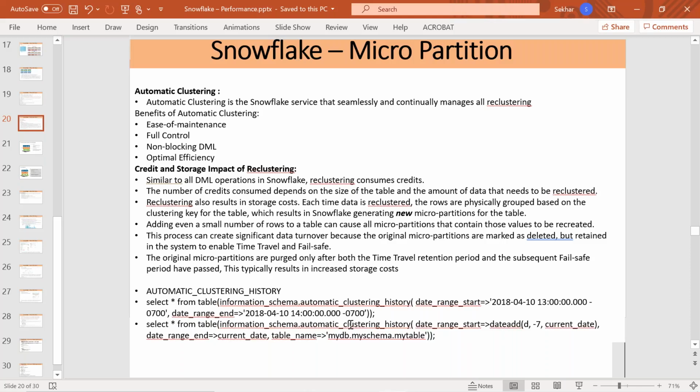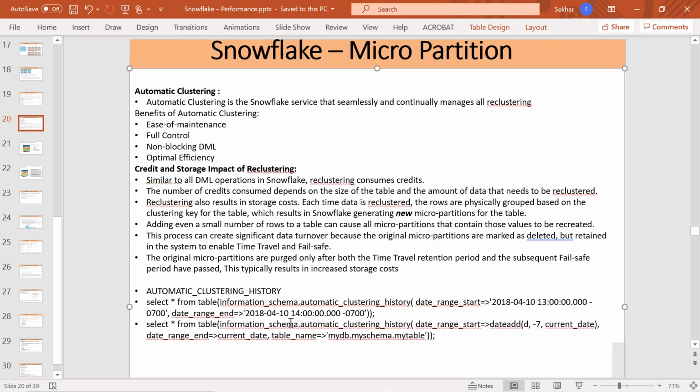And if you want to query and see the automatic reclustering, there is the information schema function automatic clustering history, and you give a date range, and then it will give you the query for querying the automatic clustering history. If you want to check whether the table has been automatically clustered or not, this is the metadata function. And if you want to check on a table name, then you can pass the table name as well. Here you can just pass the dates and then it shows you if there is any automatic clustering happening or not. So automatic clustering history is the name of the function that we normally use from the information schema.